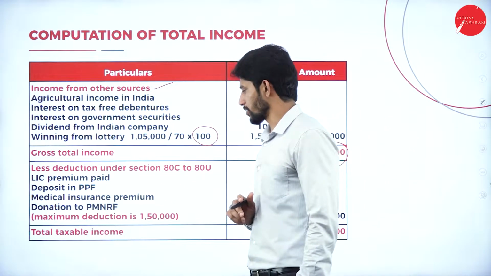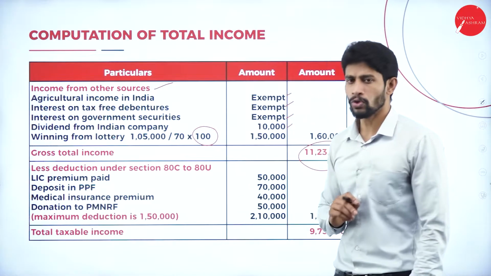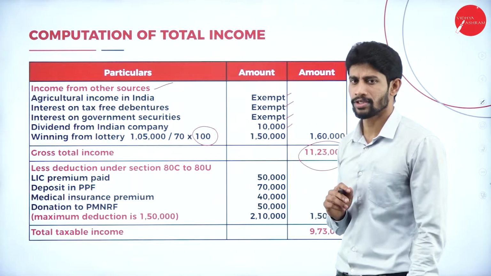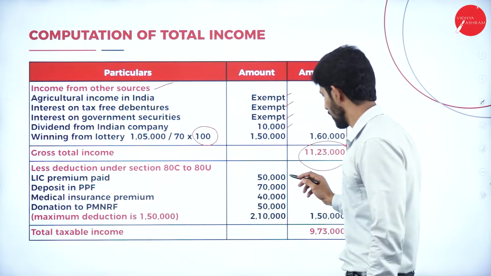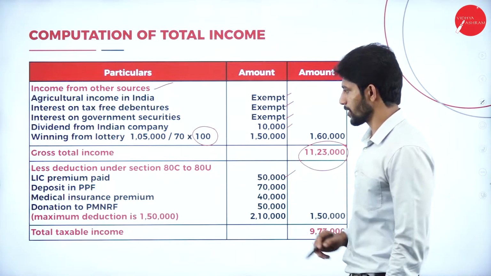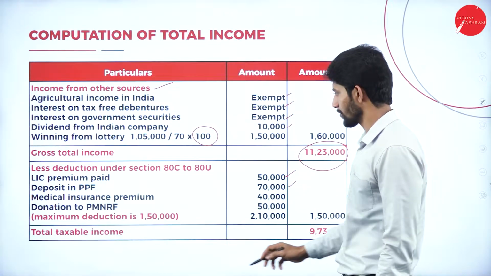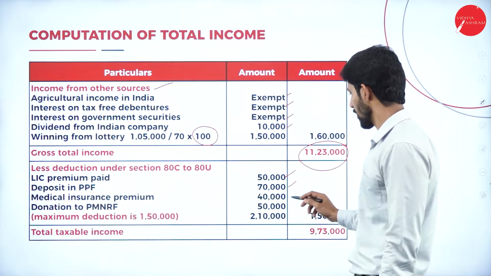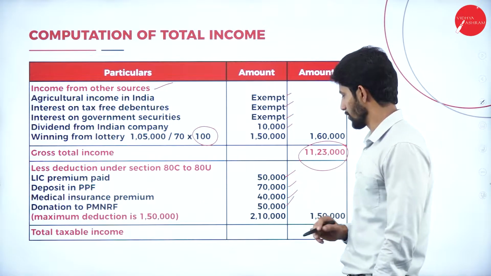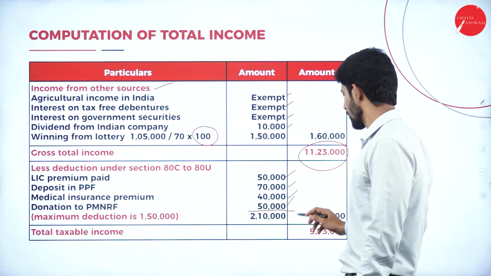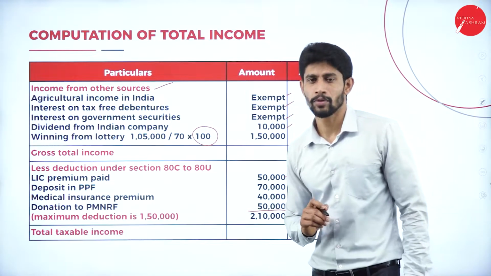Next, less deduction under section 80C to 80U. So LIC premium paid is how much? 50,000. Deposited in PPF, yes, 70,000. Medical insurance premium 40,000 and donation to PMNRF 50,000. So total these 4 values, you will get 2,10,000.